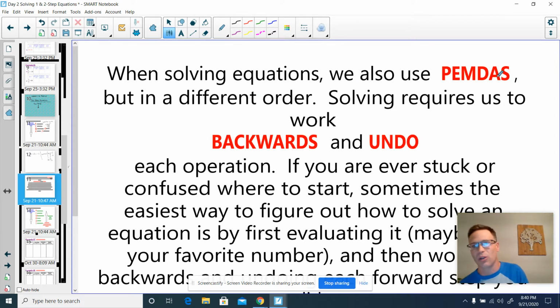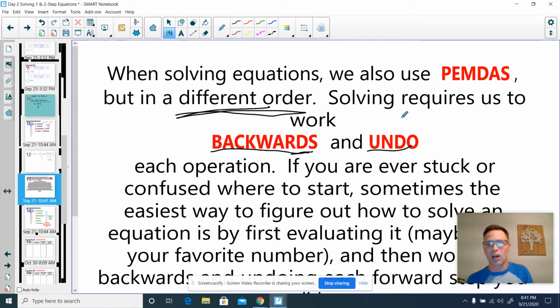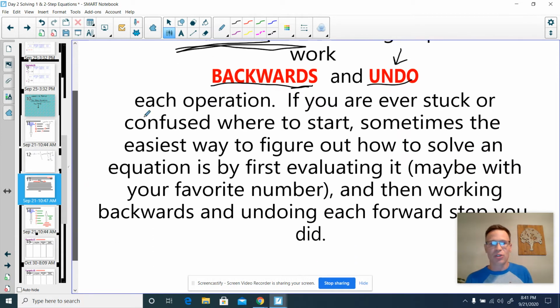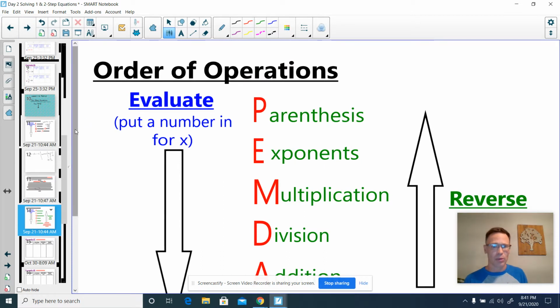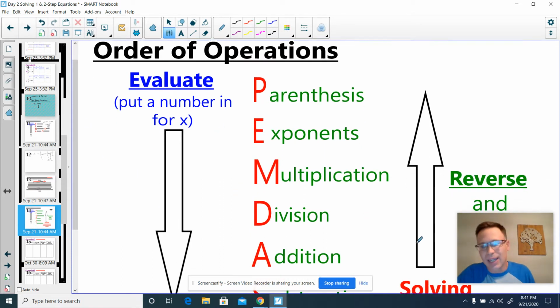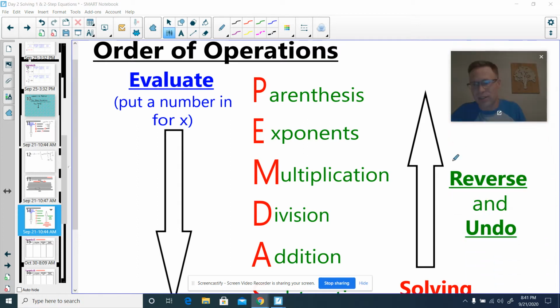So when solving equations, we also use PEMDAS, but in a different order. Solving requires us to work backwards and undo. So we're still undoing everything. Now we're working in reverse order, okay? If you're ever stuck or confused on where to start, sometimes the easiest way to figure out how to solve an equation is first by evaluating it, thinking about what's happening to the variable. You can even substitute a number if you want to. And then we work backwards, undoing each forward step you did. So what we really think about is the order of operations in reverse, right? And so we had that thing that said reverse and undo. That is our solving technique.